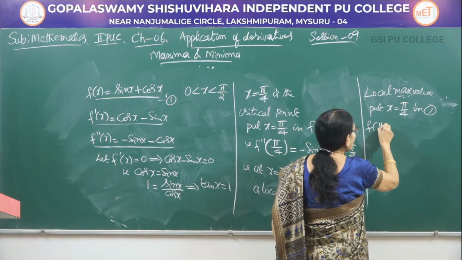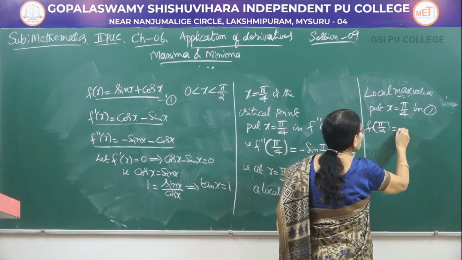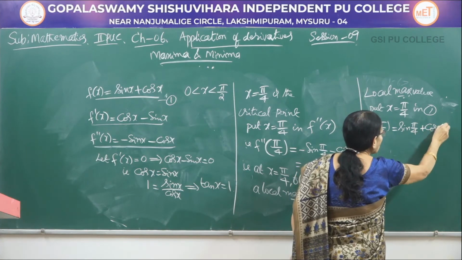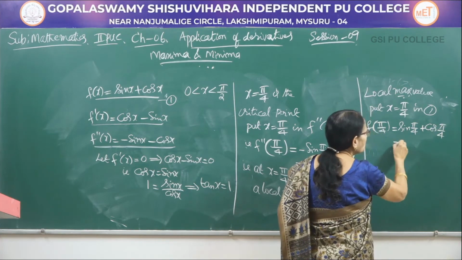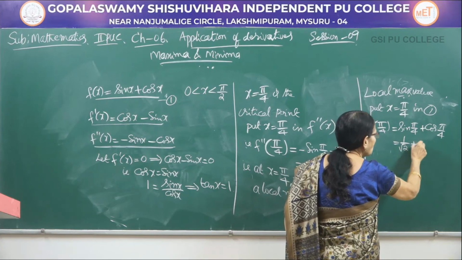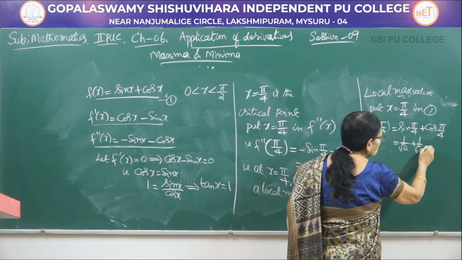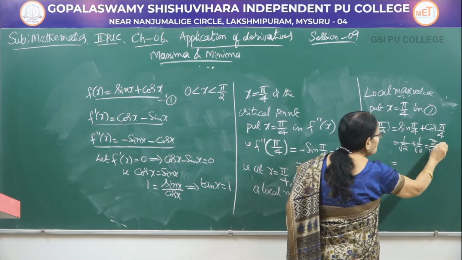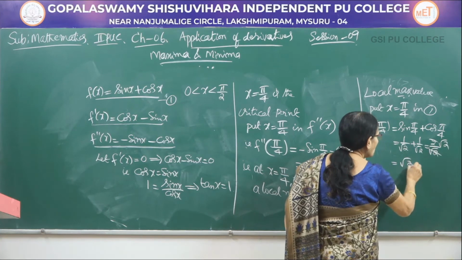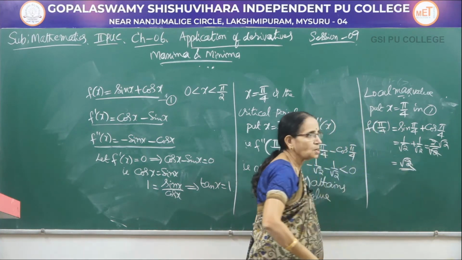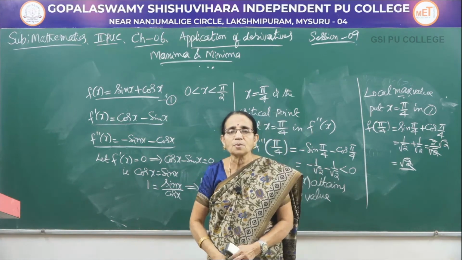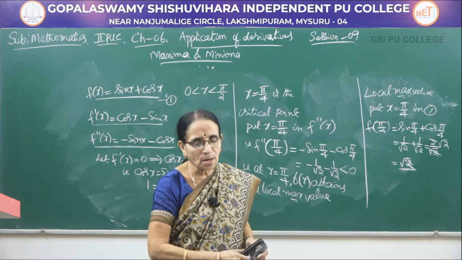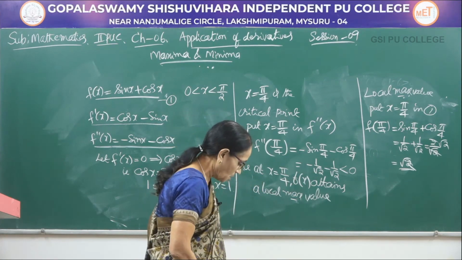That is, f of pi by 4 is equal to sin pi by 4 plus cos pi by 4. Now, it's 45 degrees, so the standard value is 1 by root of 2 plus 1 by root of 2, adding, 2 by root of 2. On simplifying, we get the local maximum value of the function, which is attained at the point x equal to pi by 4, is equal to square root of 2. So, it is attaining only one value here.